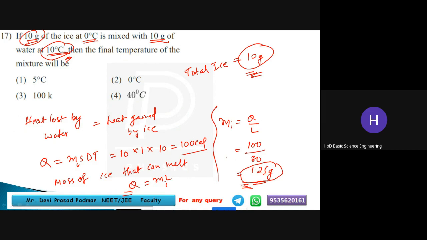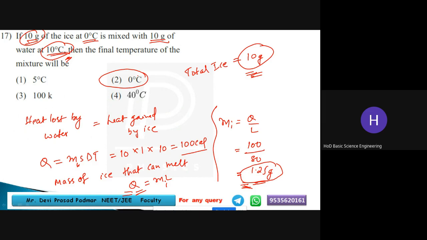So here, whatever heat is absorbed by that water, that is completely used to melt this ice. Even then you can't melt the complete ice. That means the total temperature of the mixture will remain at 0 degree Celsius itself.